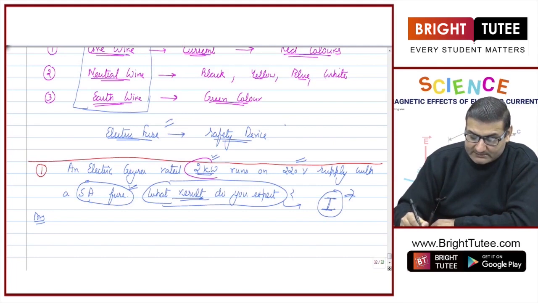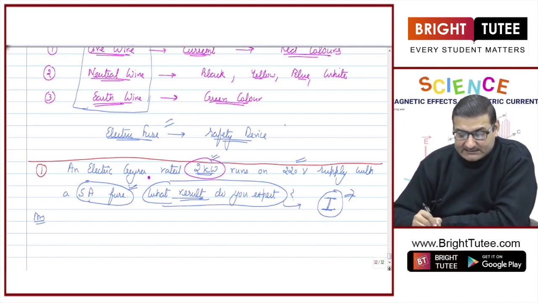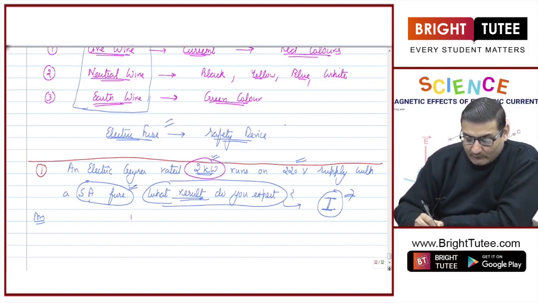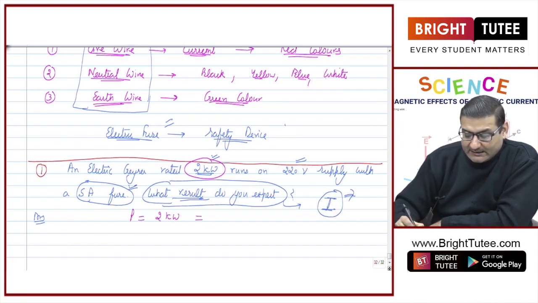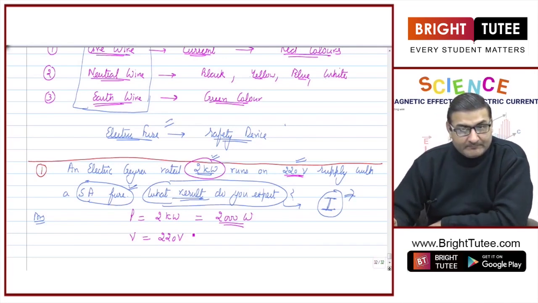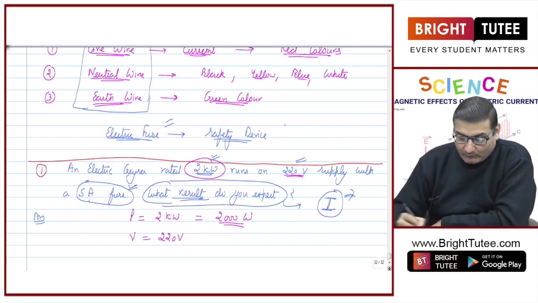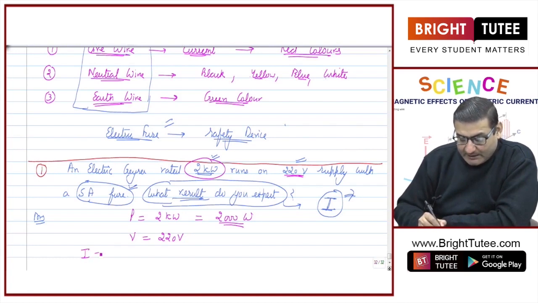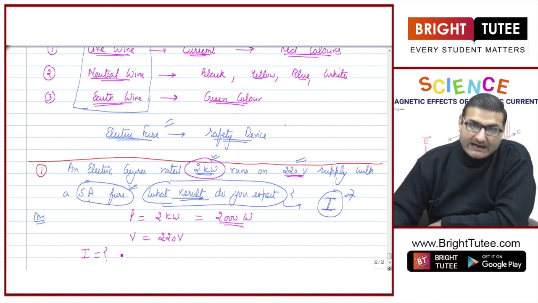In this question, what is given to me is an electric geyser rated 2 kilowatts. Kilowatts means power is given to me as 2 kilowatts. I'll convert it to watts by multiplying with 1000, so I get the power as 2000 watts. It runs on a 220 volt supply line. 220 volt means the potential difference is given to me. What I need to calculate is the amount of current, or I.